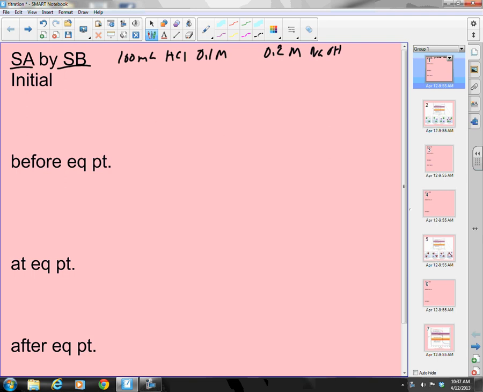Now, how do we figure out the pH for all of these? Initially, we only have HCl. So my concentration of hydronium is going to equal the concentration of my HCl. And so I'm going to take pH, which is equal to the negative log of my strong acid concentration. There you go. That's the initial.